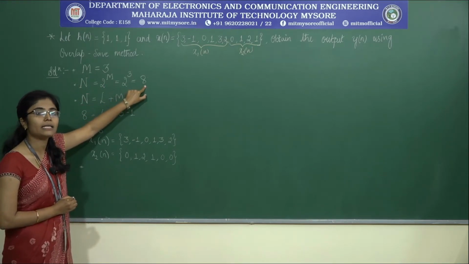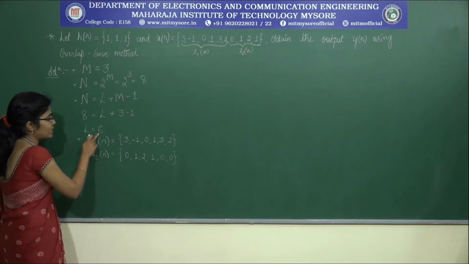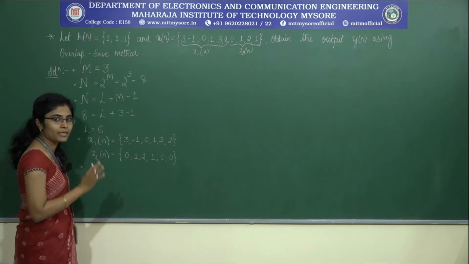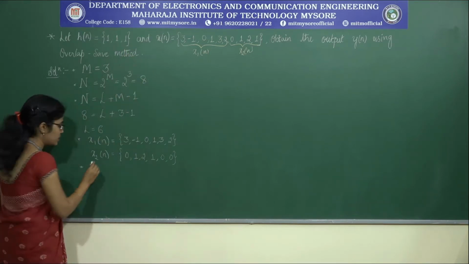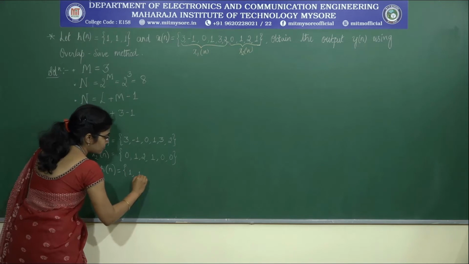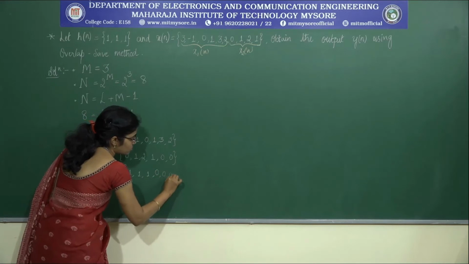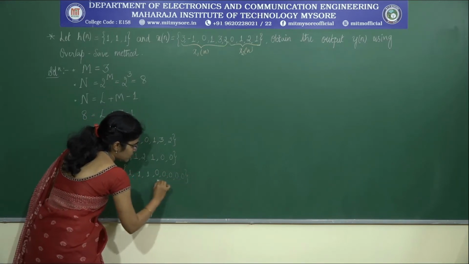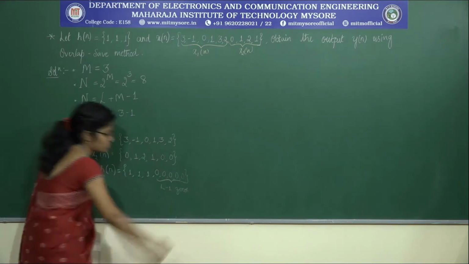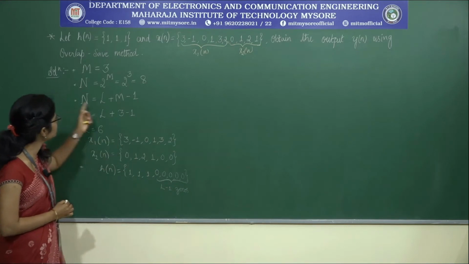So, what I need to do? I need to append L minus 1 zeros at the end of h of n. So, what is the value of L? The value of L is 6, L minus 1 gives us 5. So, I need to append 5 zeros at the end of h of n. Okay. Therefore, after appending, h of n will be equal to, we have 3 samples. So, the rest of the samples are nothing but 0, 0, 0, 0 and 0. So, what you are doing is appending L minus 1 zeros. Okay. So, now if I look into the length of h of n, the length of h of n is 8. So, N is 8.